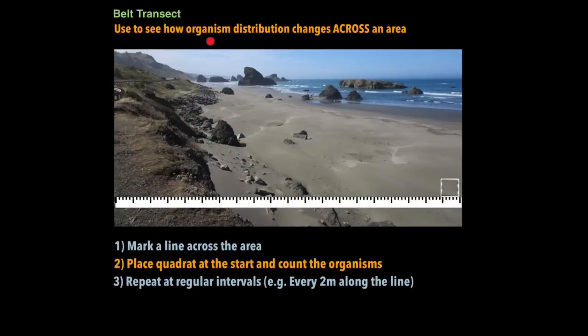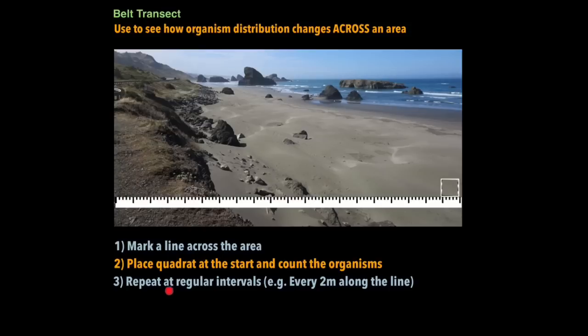One other thing we can do with quadrats is use a belt transect. That's used to see how organism distribution changes across an area. A coastline is an excellent example of this. The first thing you do is mark a line across the area, so I've marked my line here. You would then place your quadrat at the start and count the number of different organisms. For example, 5 barnacles, 1 crab, etc.